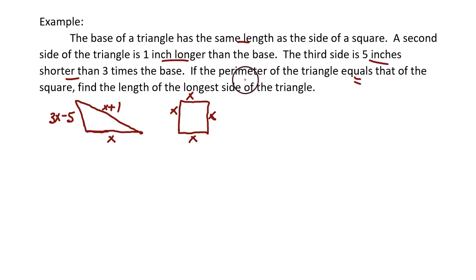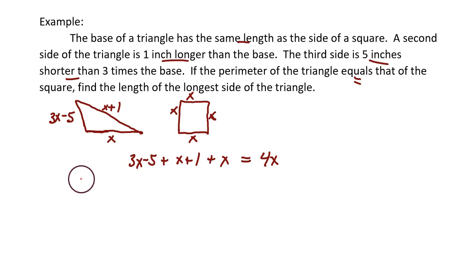Let's read farther. If the perimeter of the triangle equals that of the square, find the length. So perimeter is when you add up around the outside. Let's add up around the triangle. 3x minus 5 plus the x plus 1 plus the x. We're told that that is equal to the perimeter of the square. Let's add up around the outside of the square. That will make 4x.